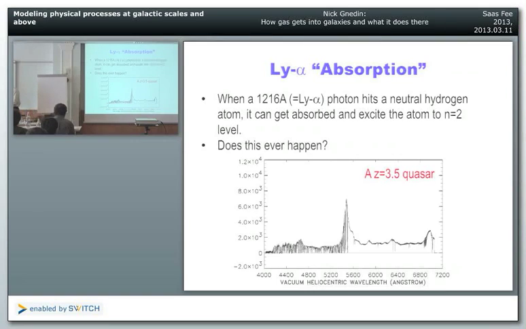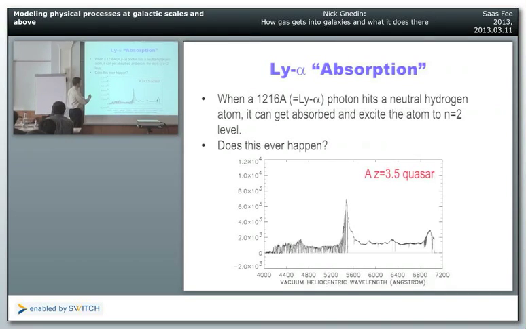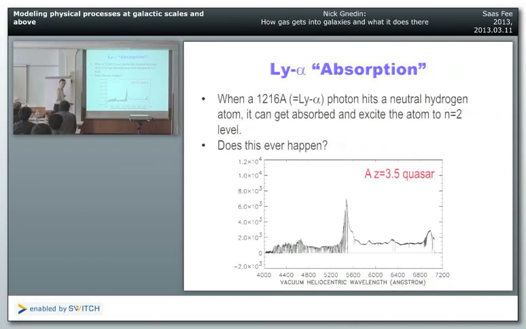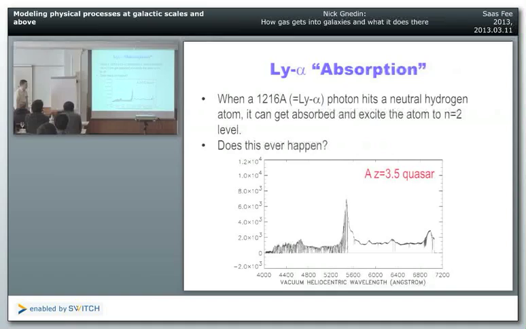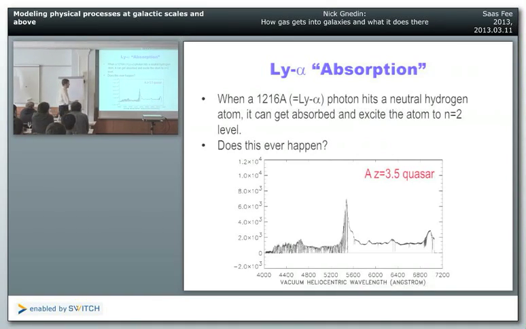And then, if you have a neutral hydrogen atom that this photon hits, it can excite the neutral hydrogen atom from its n equal 1 state to n equal 2. Right? Lyman alpha is the wavelength of this transition. And the photon, of course, will be absorbed because it excites the electron, puts it in a higher state. And it turns out it does happen.